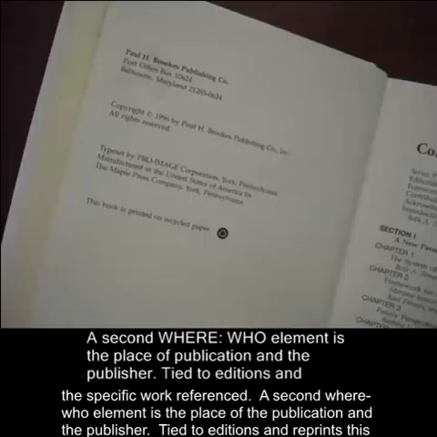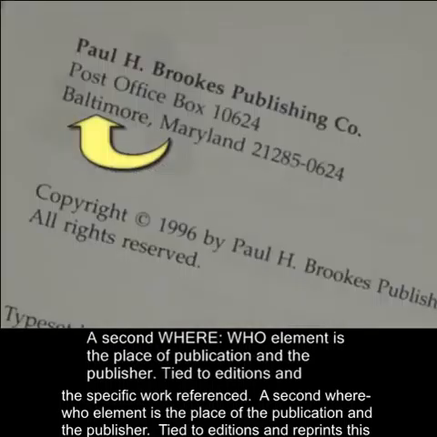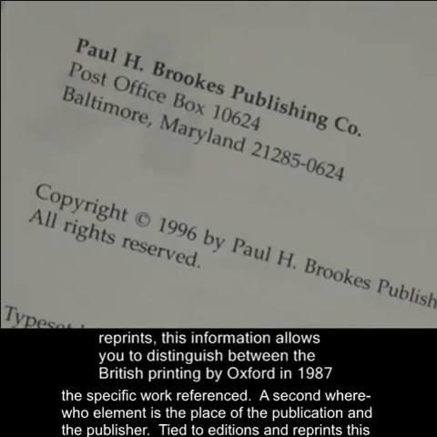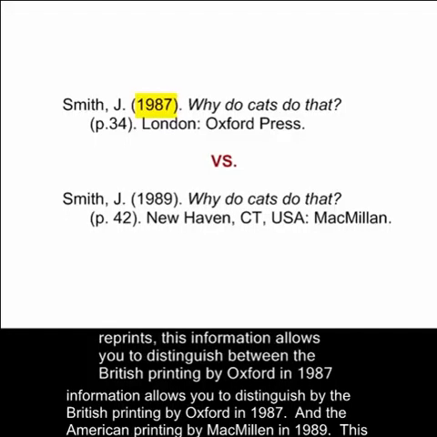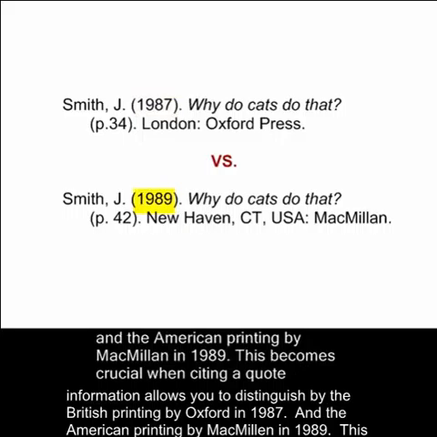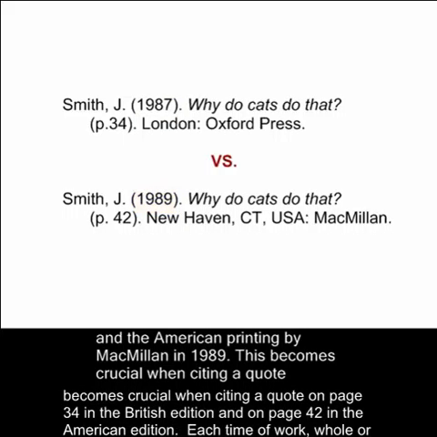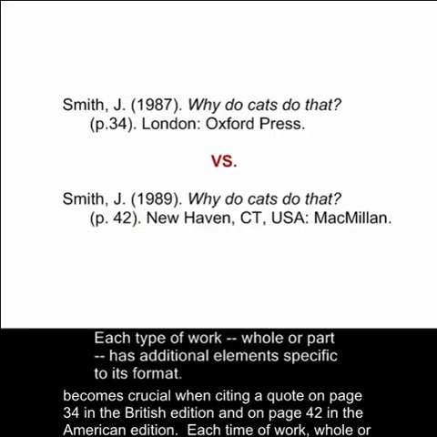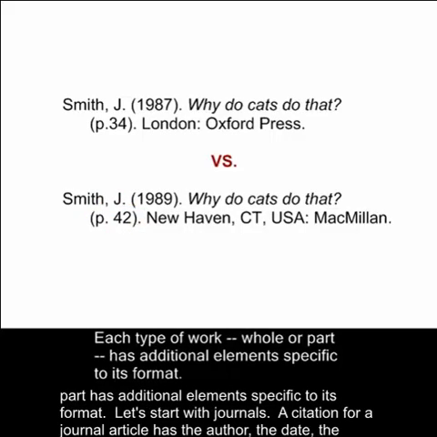A second where, who element is the place of publication and the publisher. Tied to editions and reprints, this information allows you to distinguish between the British printing by Oxford in 1987 and the American printing by Macmillan in 1989. This becomes crucial when citing a quote on page 34 in the British edition and on page 42 in the American edition. Each type of work, whole or part, has additional elements specific to its format.